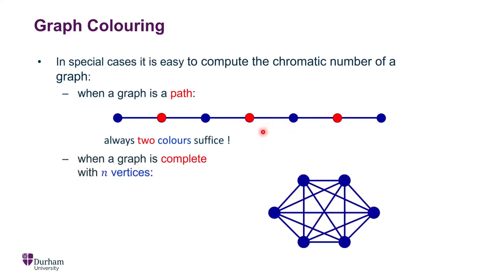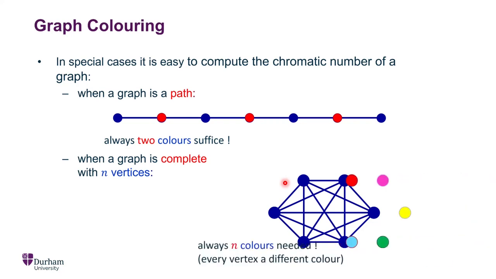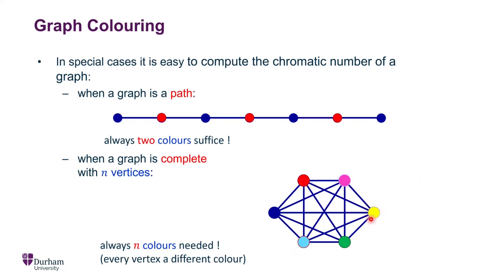On the other hand, when your graph is what we call a complete graph, so every vertex is connected to every other vertex with an edge, then how many colors do you need to color this graph properly, so that no two neighbors share a color? Hopefully you've got the answer by now. The answer should be as many colors as the number of vertices. So here you've got 1, 2, 4, 6 vertices. You need to have 6 different colors in order to say that you've properly colored this graph.